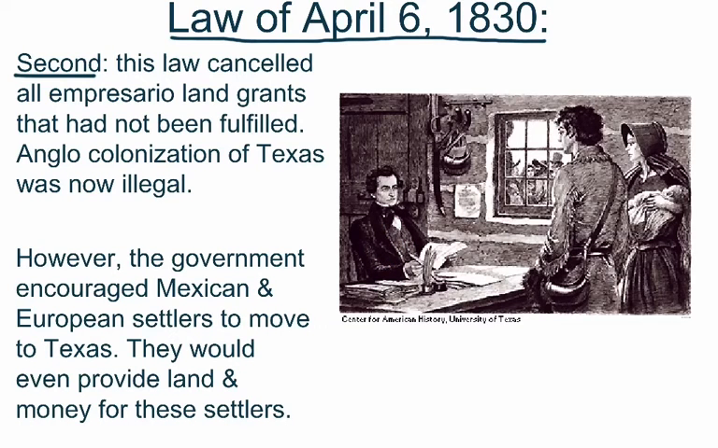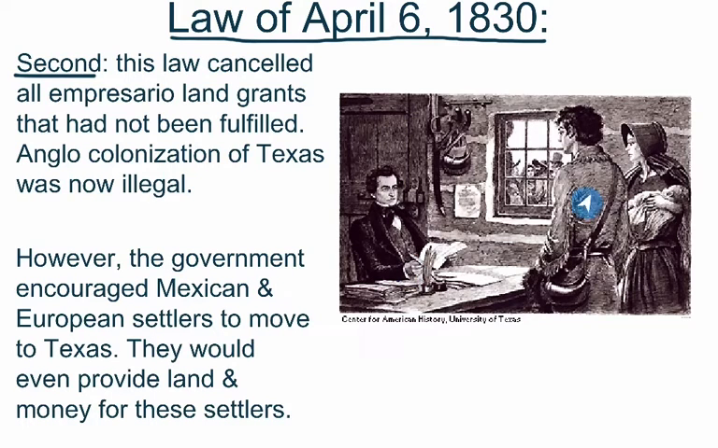And here we see him talking to people who were hopefully coming to Texas to colonize it. But the second line of this law was that they're going to cancel all the land grants for the empresarios, even if they had not been fulfilled or they were promised in the future.